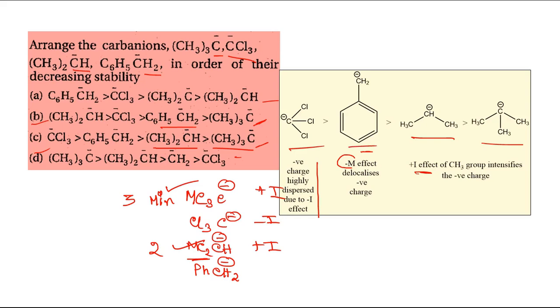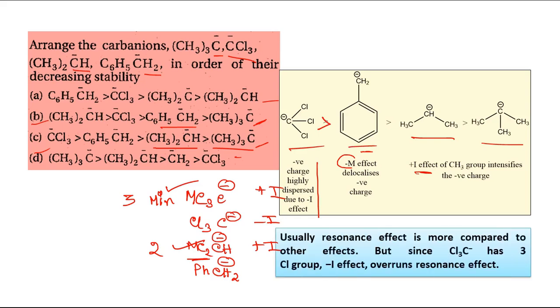Now why between these two is CCl3 minus more stable? It is true that we give more significance to which effect? Resonance effect. But here, as a total of 3 minus I effects are present coming from 3 chlorine, that factor will now overcome it. It will overrun the resonance effect.